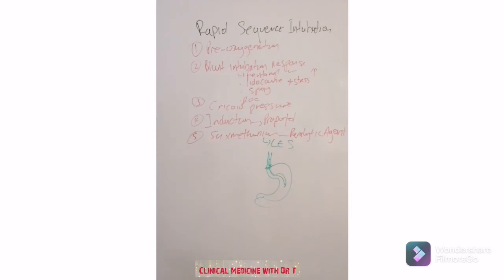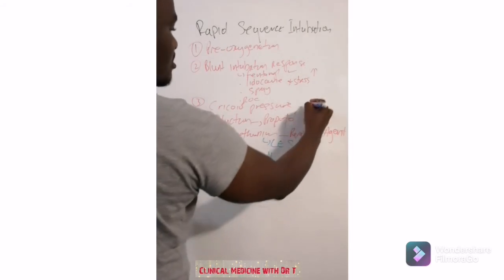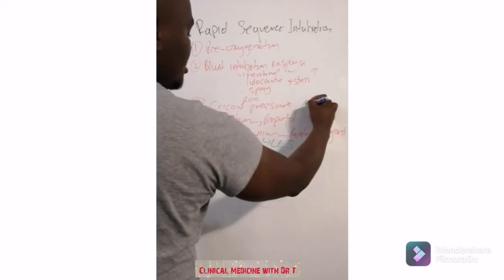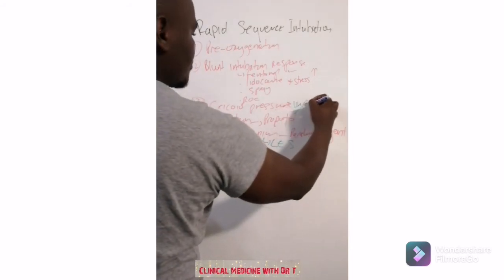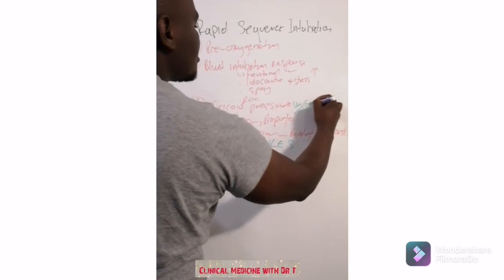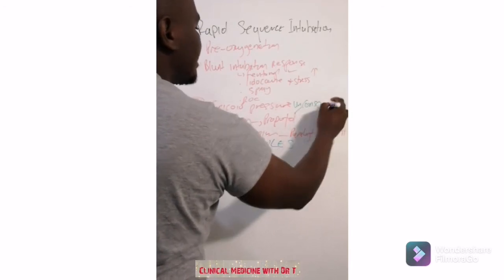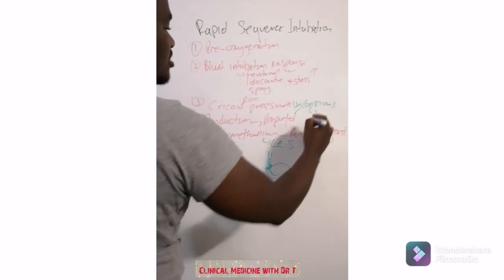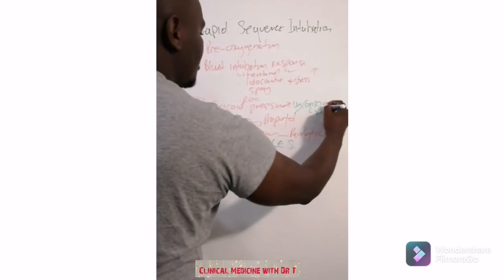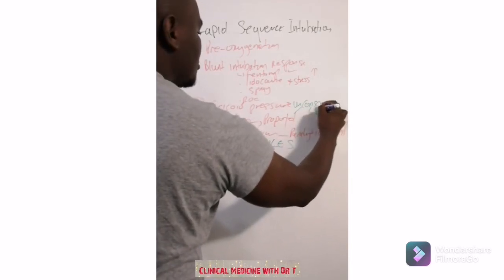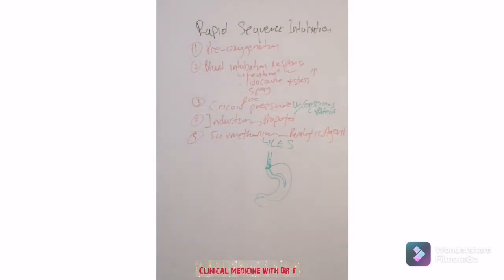That's how suxamethonium is a danger when it comes to the airway. And then, like I said, propofol makes the patient unconscious. And if you are unconscious, you can't protect your airway. So you can lose your airway.